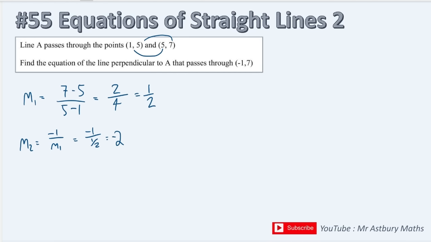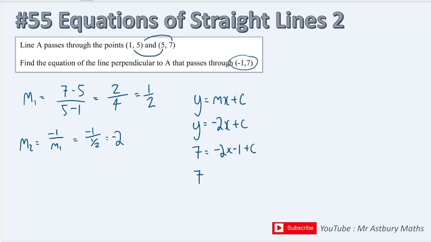Negative 2. And then we need to find the equation of a line that goes through this point. So I write y is equal to mx plus c. I write y is equal to minus 2x plus c, because the gradient is minus 2. And then I sub in the point that I know it passes through. So where y is 7, and where x is minus 1.